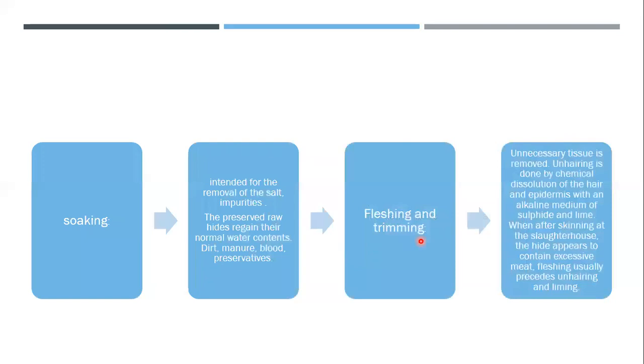Next, we have fleshing and trimming. In this process, unnecessary tissue is removed. Unhairing is done by the chemical dissolution of the hair and epidermis with an alkaline medium of sulfate and lime. When after skinning the hides appear to contain excess meat, fleshing usually precedes unhairing and liming.